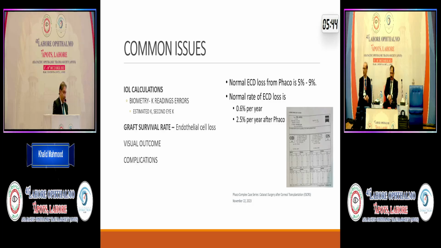The graft survival rate is the most important thing you have to think about when you go for cataract management after or during the corneal transplant. The ESCRS phaco complex series shows that normal ECD loss from phaco is 5 to 9%, and the normal rate of ECD loss is 0.6% per year. It increases to 2.5% per year after phacoemulsification.